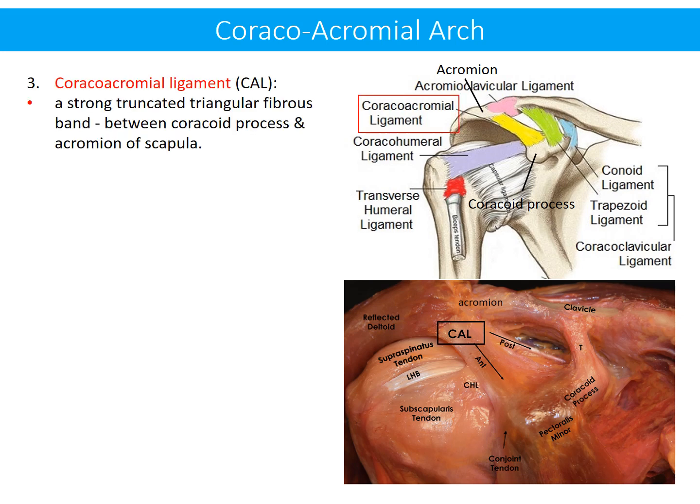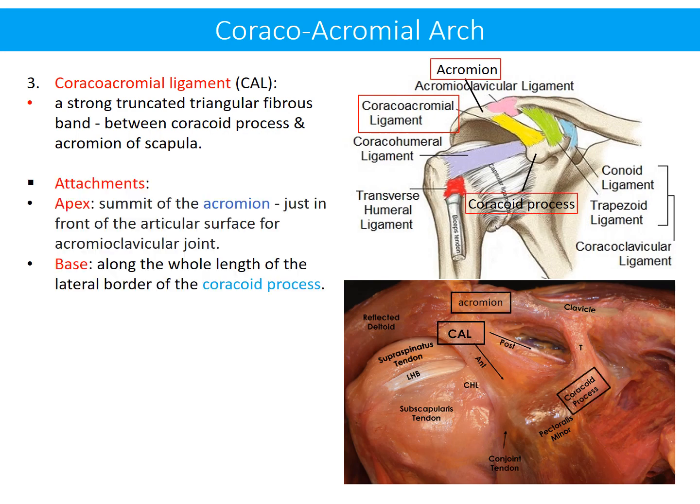The third component of the coracoacromial arch is coracoacromial ligament. It is a strong truncated triangular fibrous band which is present between coracoid process and acromion of the scapula. At its apex, it is attached to the summit of the acromion just in front of the articular facet for the acromioclavicular joint. The base of this ligament is attached along the whole length of the lateral border of the coracoid process.